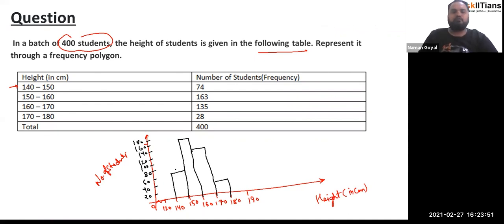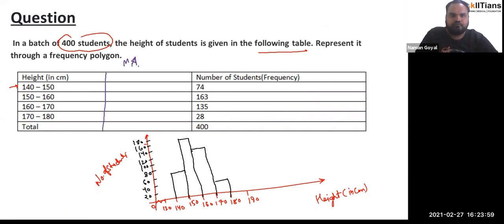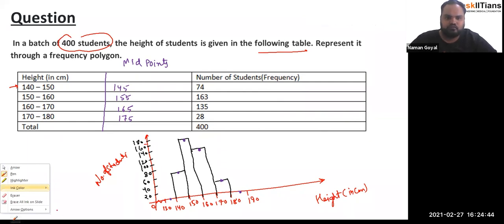Now we have to find the midpoints of these bars. For 140 to 150, the midpoint is 140 plus 150 divided by 2, so it will be 145. This is 155, this is 165, this is 175. We started from this point, 145, and this is 185 and this is 135. As I told you, we start from zero, so we have to draw the lines like this, straight lines.